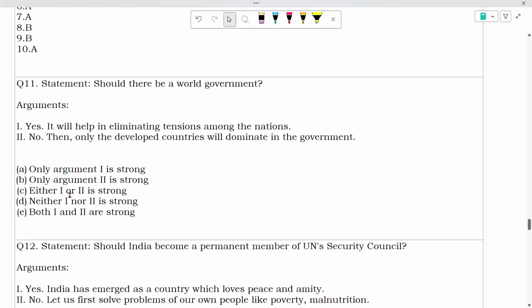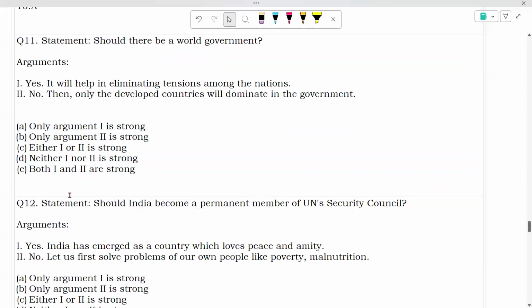Okay. Now come to this. Should there be a world government? This is a good question. Yes, there should be a world government. It will help in eliminating tensions among the nations. No, there should not be a world government. Then only the developed countries will dominate in the government. Both are fine to me. So think of it. The second is strong. This one is strong.